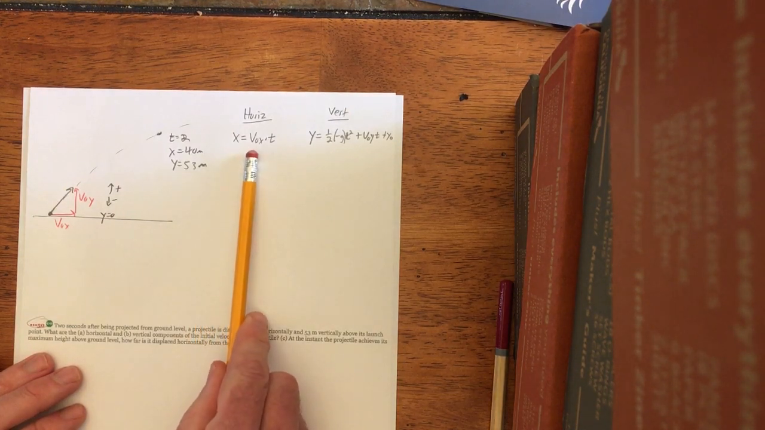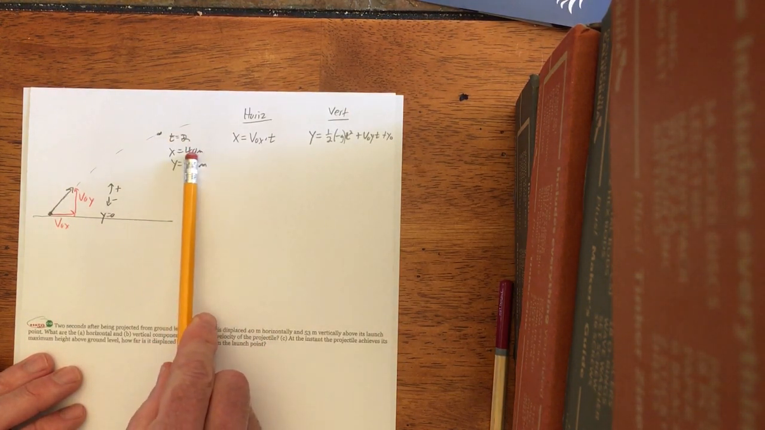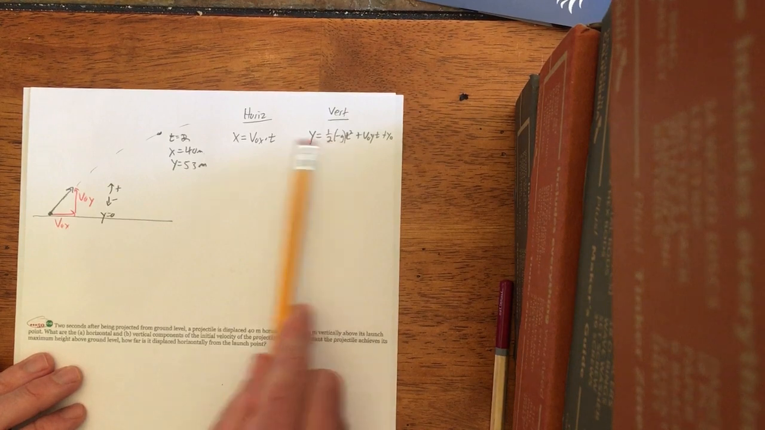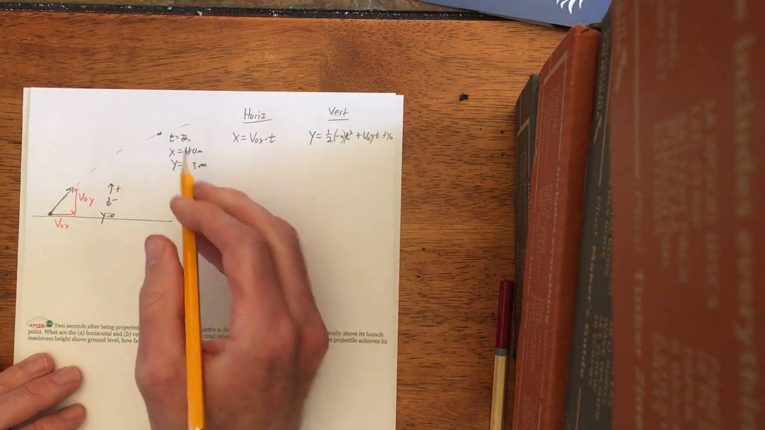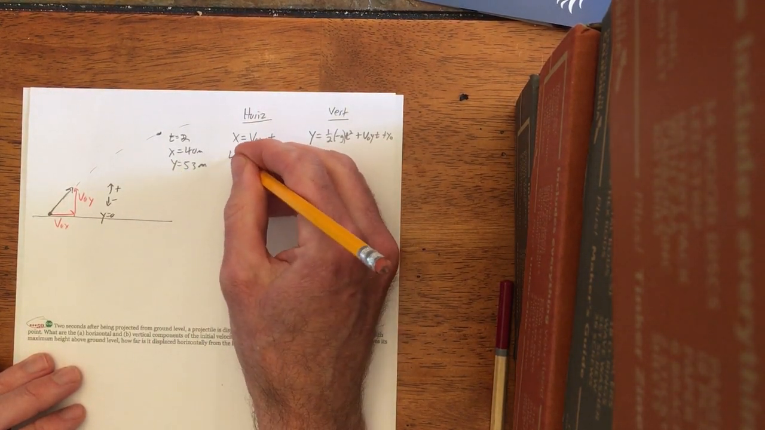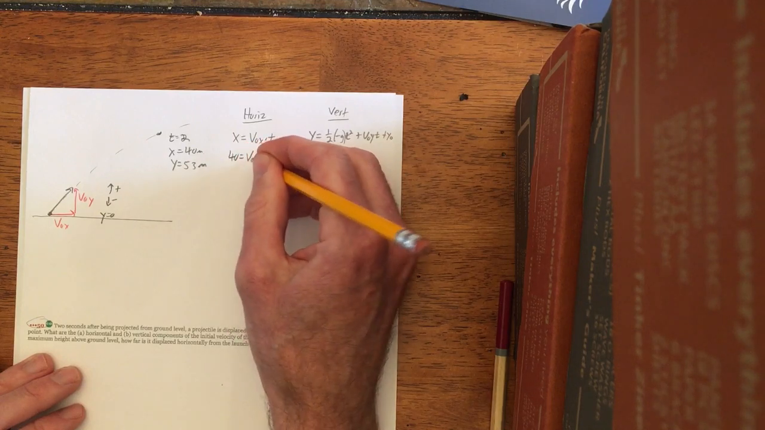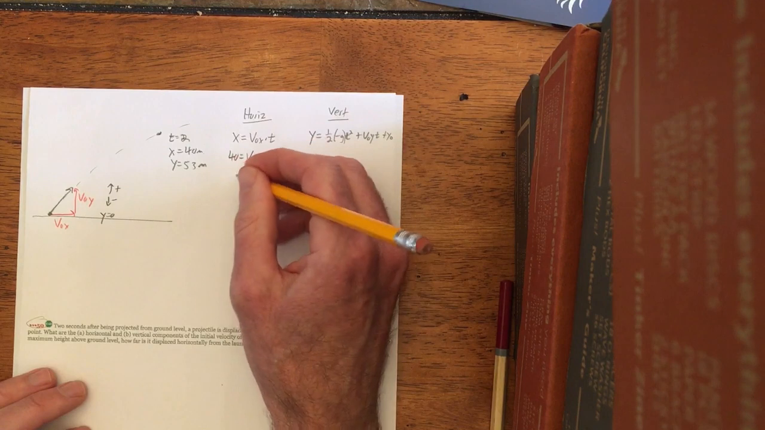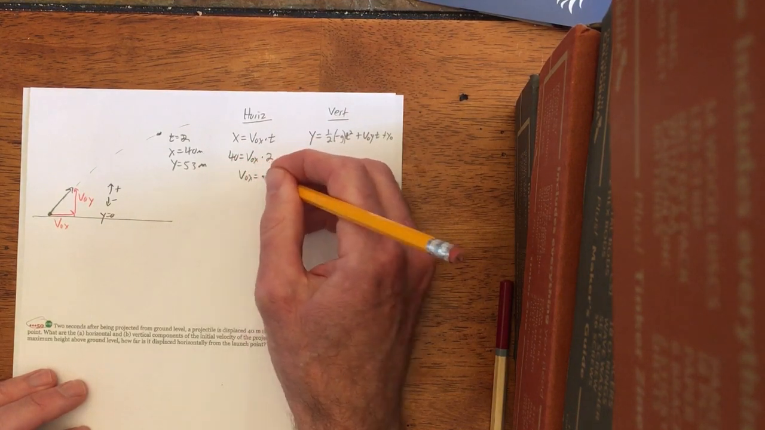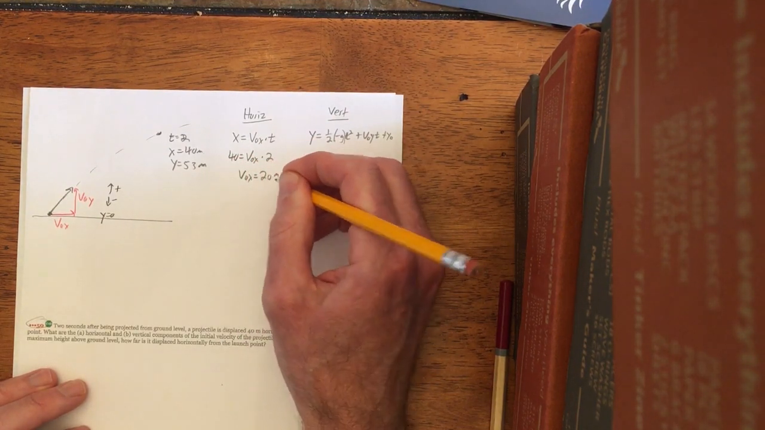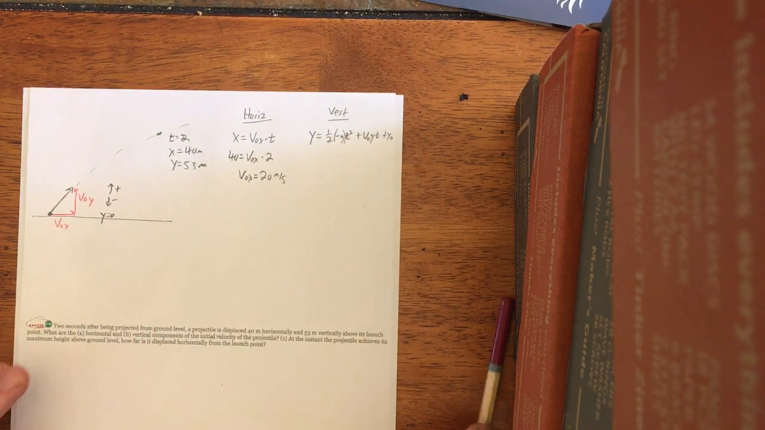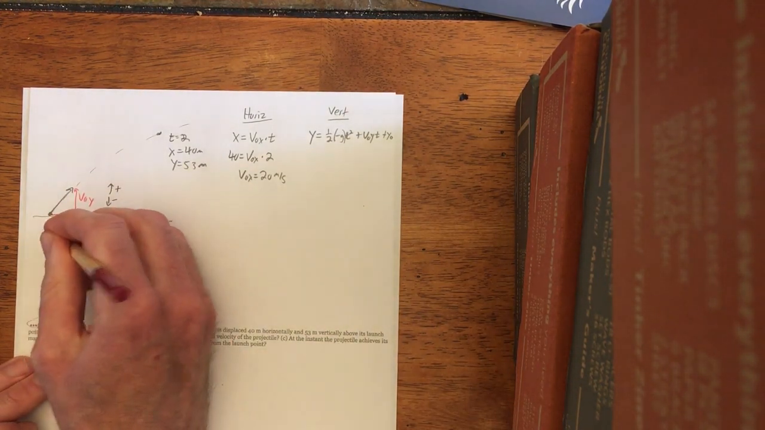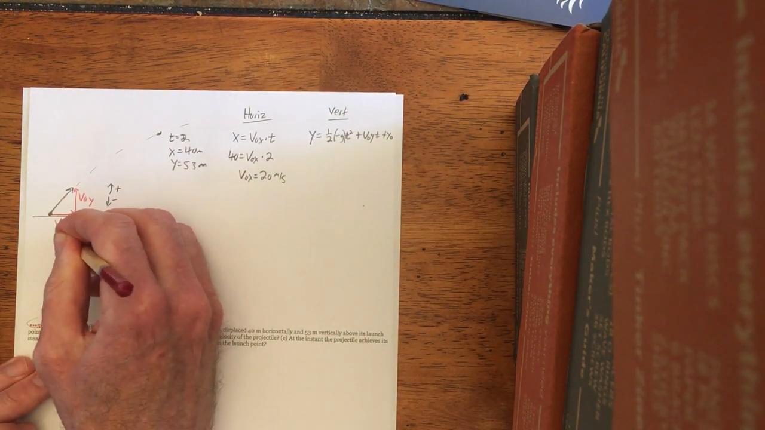So the horizontal one's actually really easy because we have a time and we have a horizontal position, and even in the vertical one we have a time and we have a vertical position. So if I just plug things in over here, 40 equals v0x times 2, then v0x should be 20 meters per second. That's pretty easy to figure out.